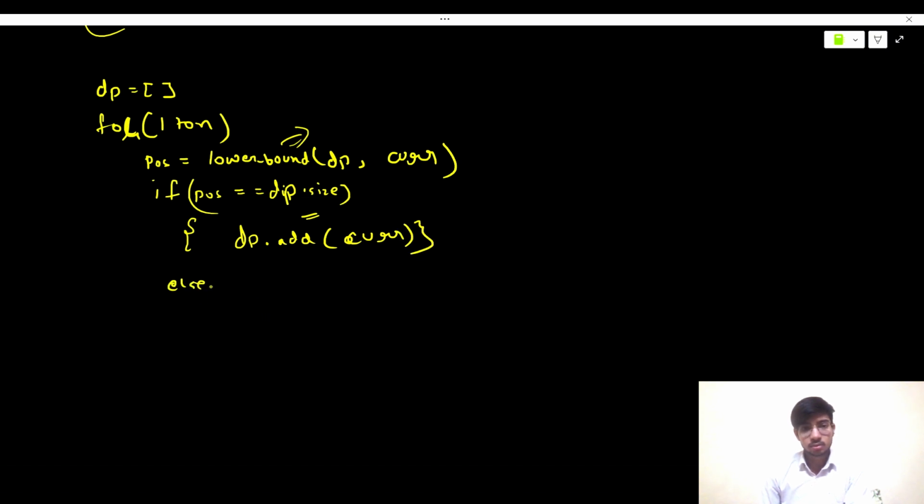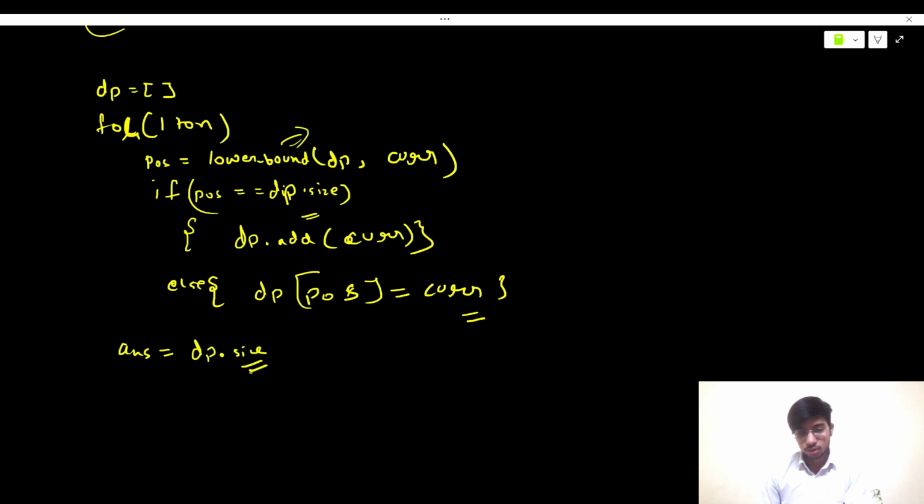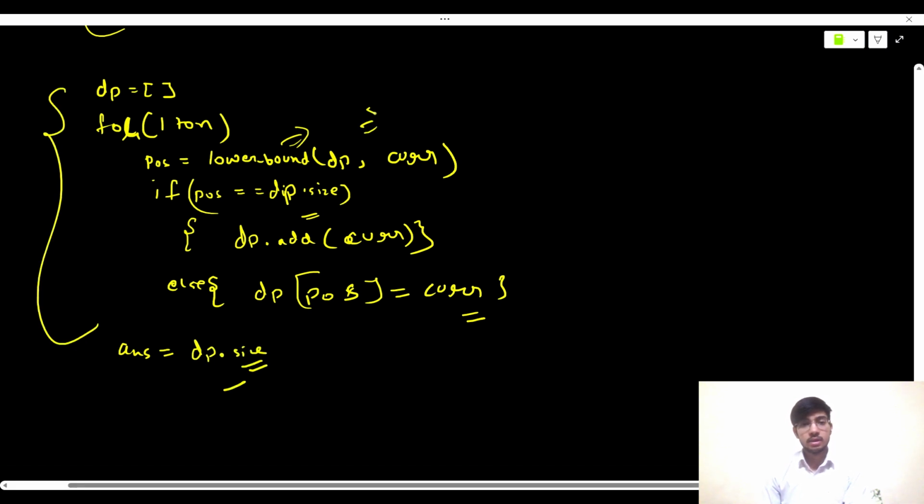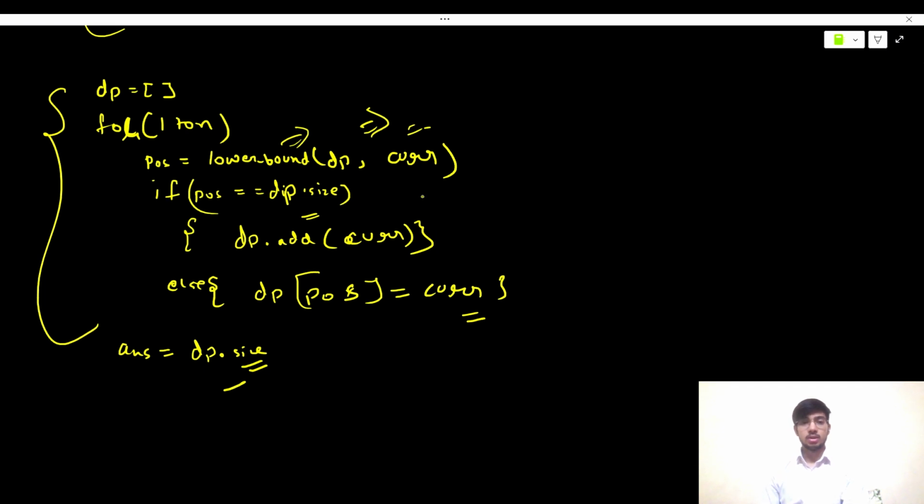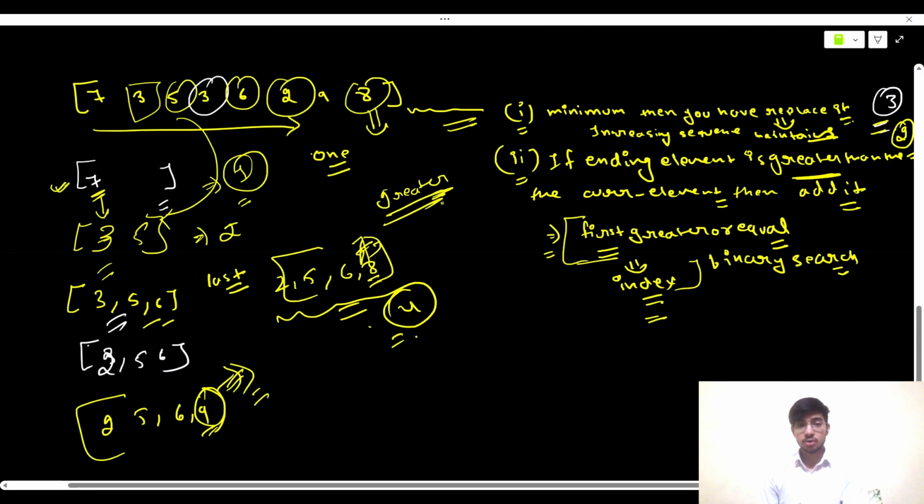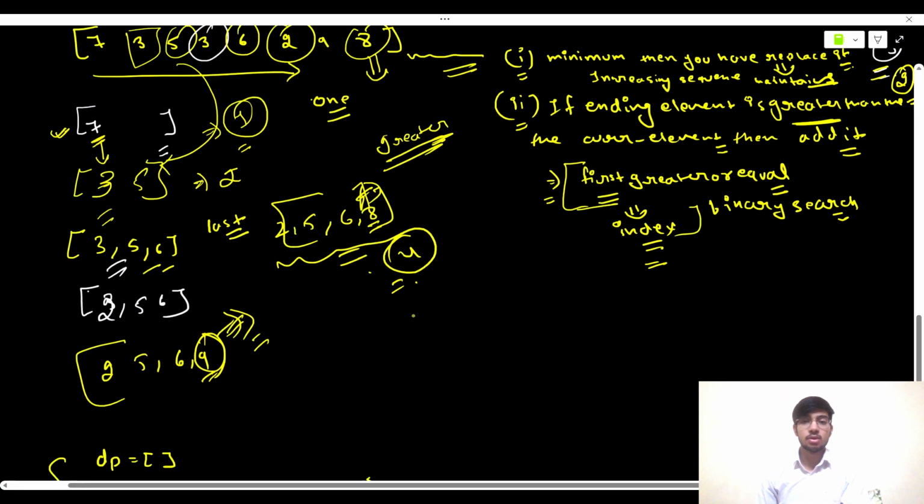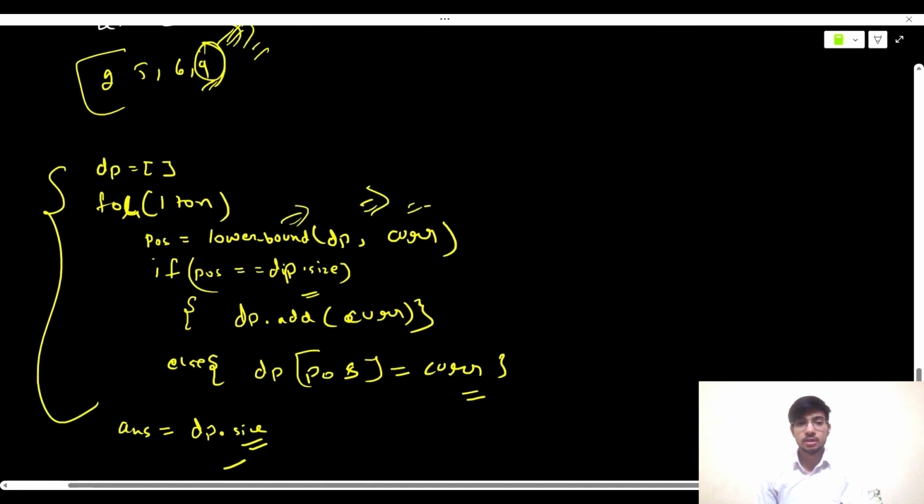Else, we have to replace it at this position in our subsequence with this element, right? At the end, our answer is equal to dp.size. So this is the pseudocode. I hope you got the intuition, you understood it, and if not, comment it down. Now let's see the actual code.